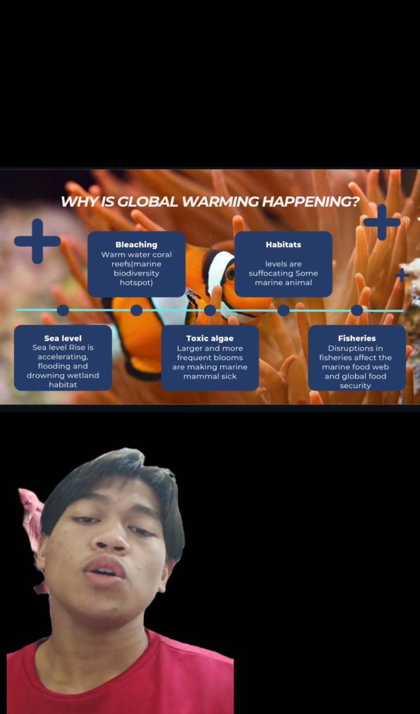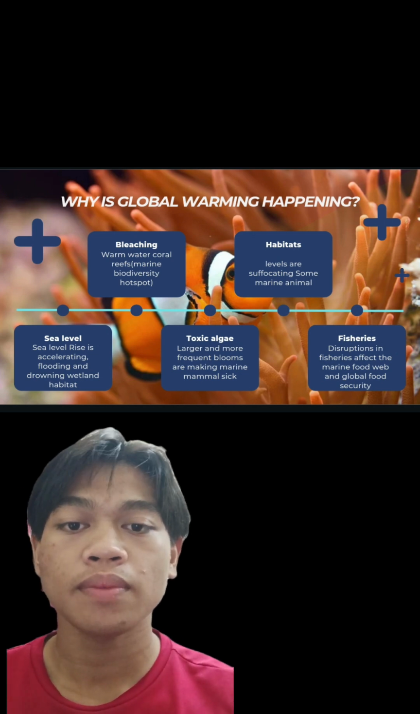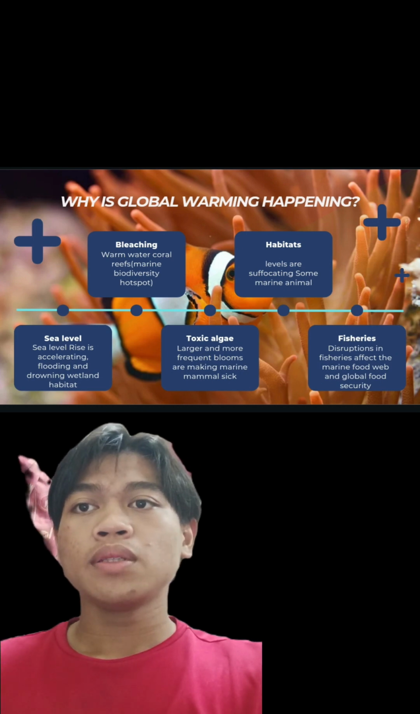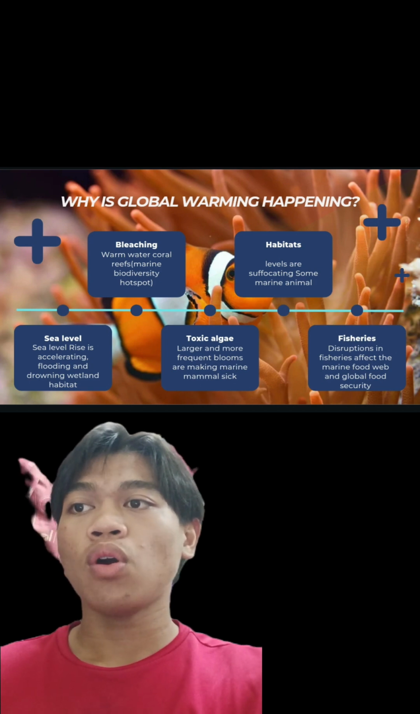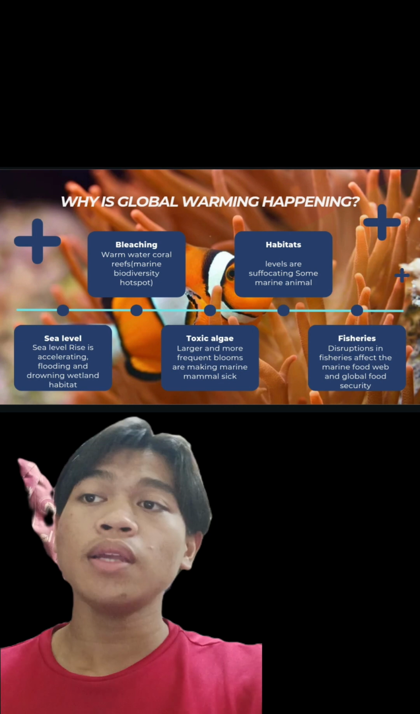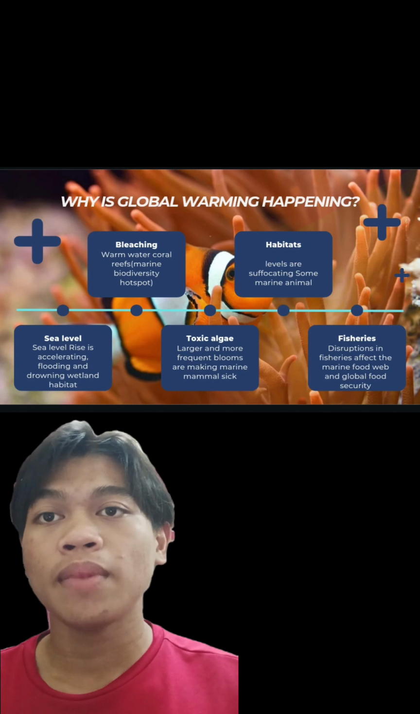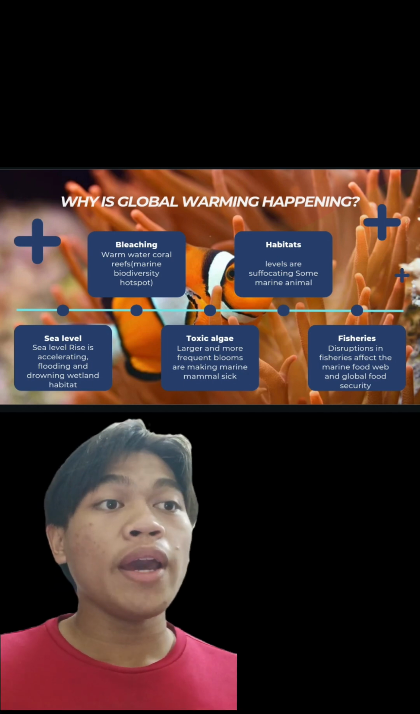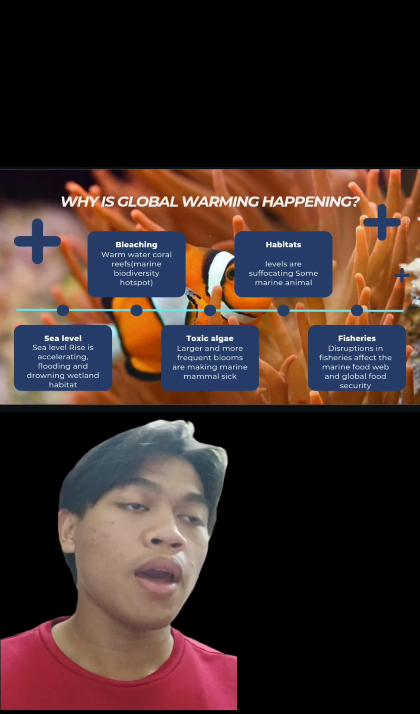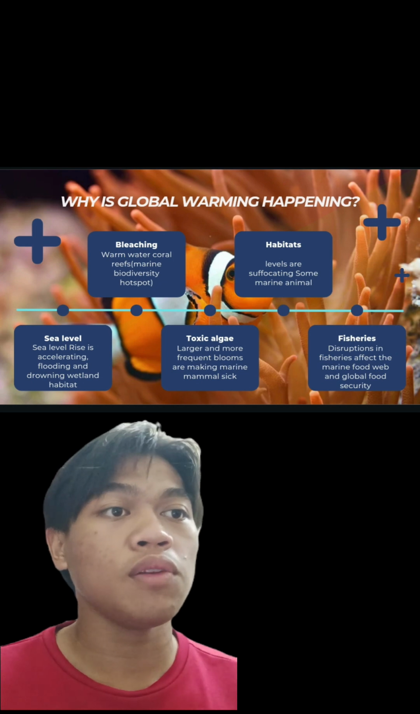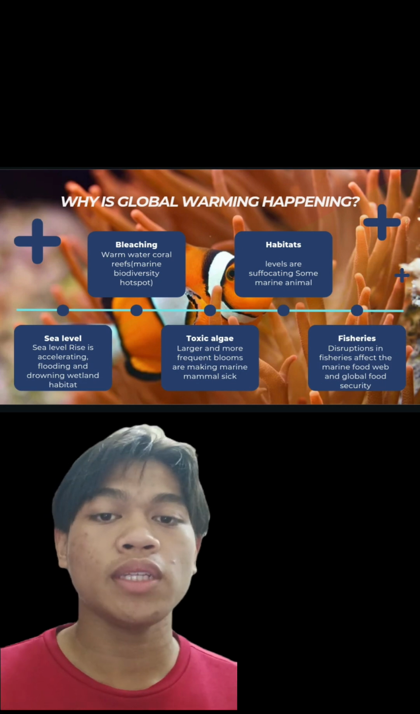Number 3, toxic algae. Larger and more frequent blooms are making marine mammals sick. These microbes then endanger corals by depleting oxygen from the environment or by introducing disease. Number 4, habitat. Levels are suffocating some marine animals. Number 4 and the last of the effects of global warming is the disruption in fisheries, which affects the marine food web and global food security.